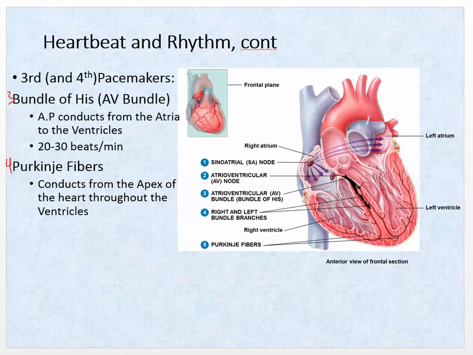So here's the AV bundle right here. It's called the bundle of His, or the AV bundle, and yes, that's pronounced His. It's named after a person. It's not 'his.' The bundle of His, AV bundle, same thing. And so these will spontaneously depolarize.